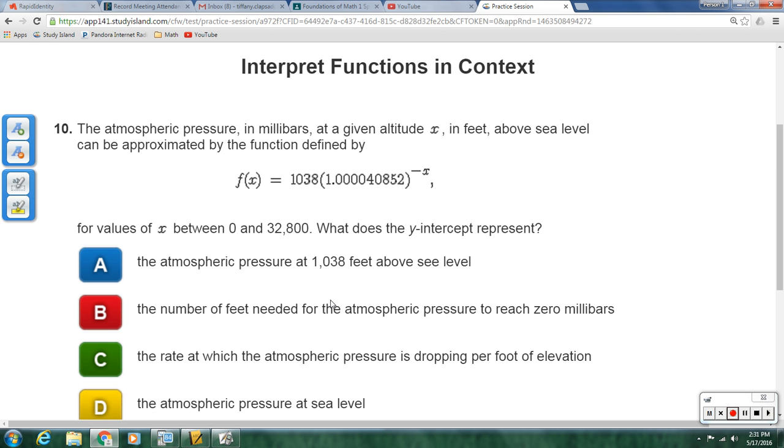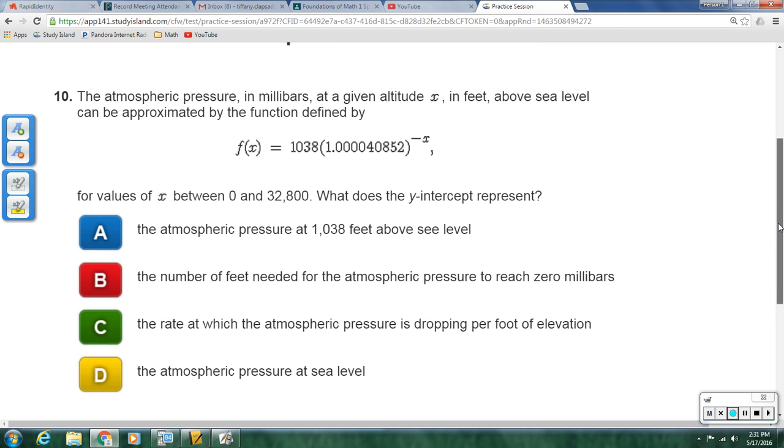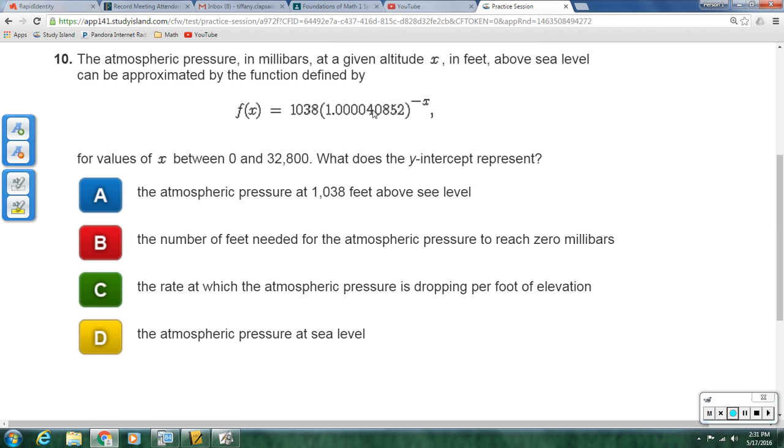Last one. What kind of equation is that? Exponential. Atmospheric pressure at a given altitude in feet above sea level can be approximated by the function. They give you that big long thing. For the values of x between 0 and 32,800, what does the y-intercept represent? I don't care what values they give it to you. What does the y-intercept represent? The starting point. So what does that mean in this context? So you gotta be careful here.